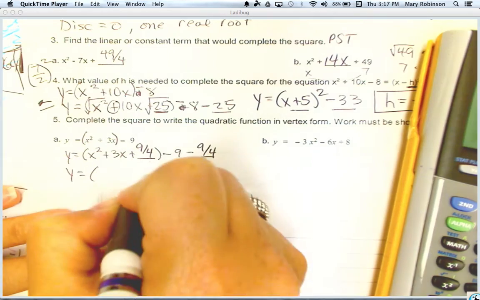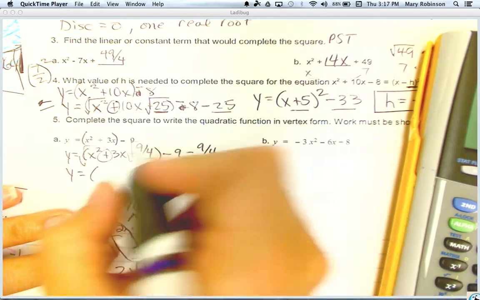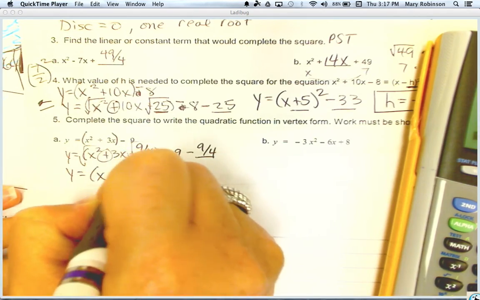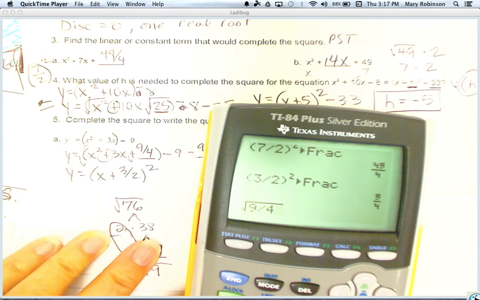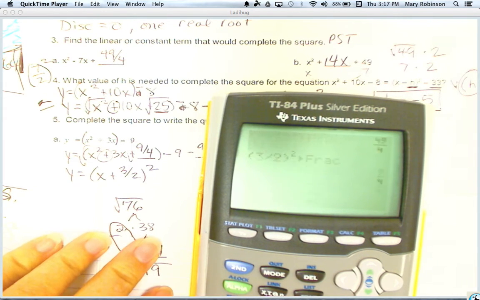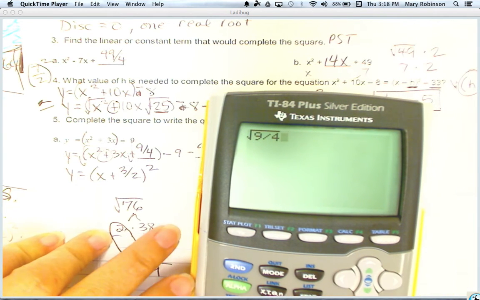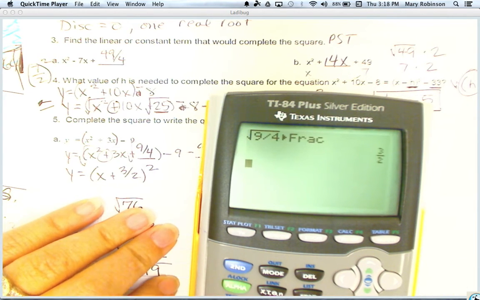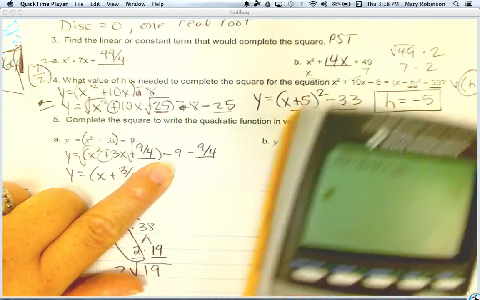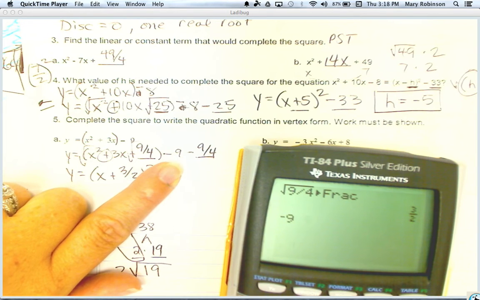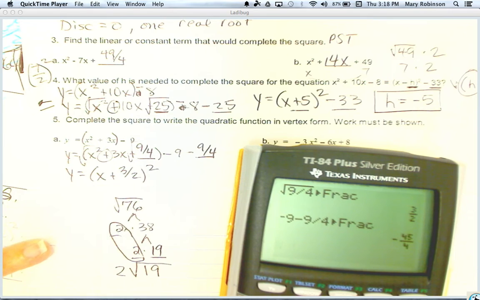Next, we factor. Square root, keep the sign, square root. So we will have x plus 3/2. If you're unsure of that, square root of 9/4. Math, enter, enter, will give you, oops, can't have that part under there. Got to hit the right arrow, and then math, enter, enter, will convert that for you, 3/2. And then we want to find this value, so we type in -9 minus 9/4, math, enter, enter, and get -45/4.